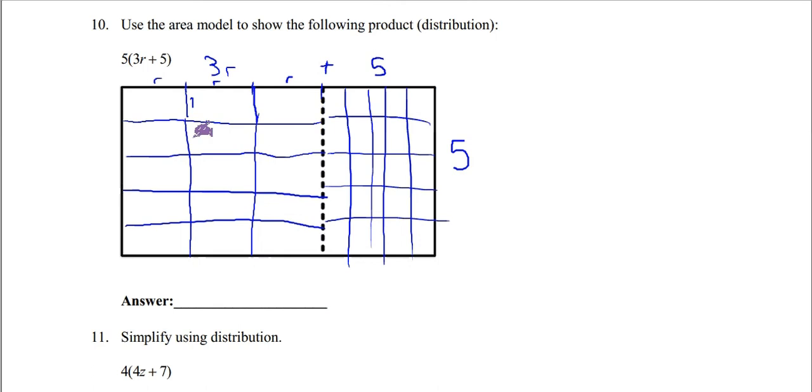How many r's are there? Here's 1, 2, 3, 4. This is silly. There's 3 of them this way, 5 this way. So there's 15. 15 r's plus 25 squares. And that's distribution. 5 times 3r, 15r. 5 times 5, 25.